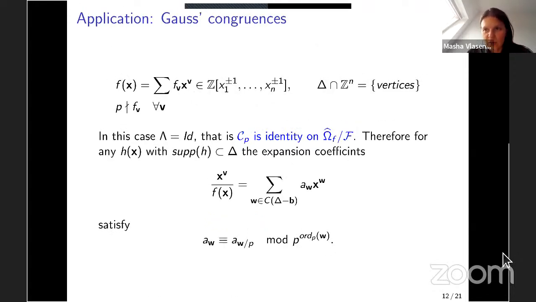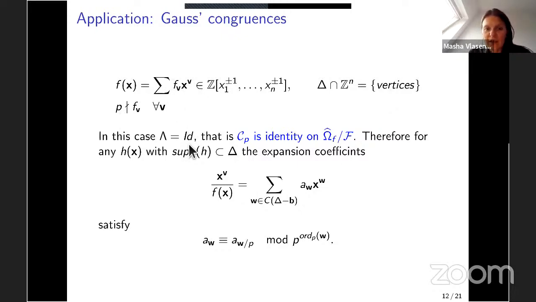Here is the Gauss congruence. So we are considering expansion coefficients of h of x divided by f. I start with a Laurent polynomial f with integral coefficients whose Newton polytope has the property that the only integral points are vertices, like the unit cube, for example. And pick a prime which does not divide any of the coefficients of f.